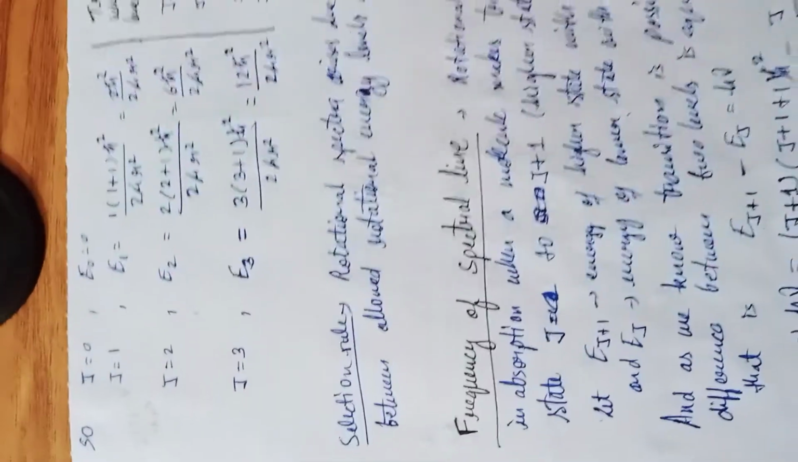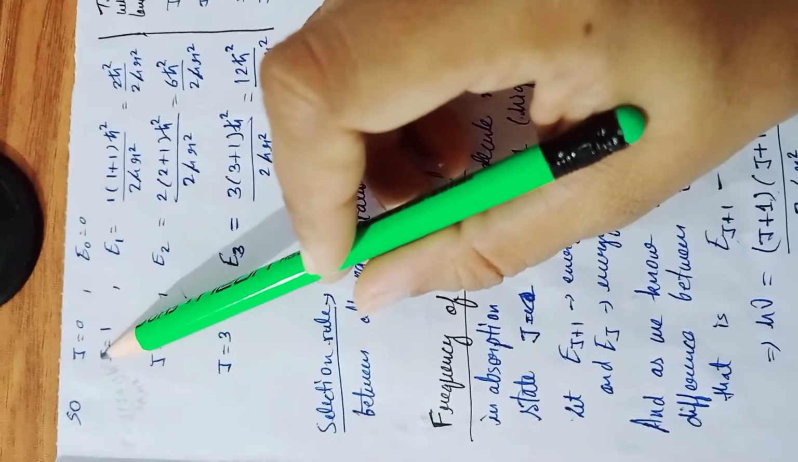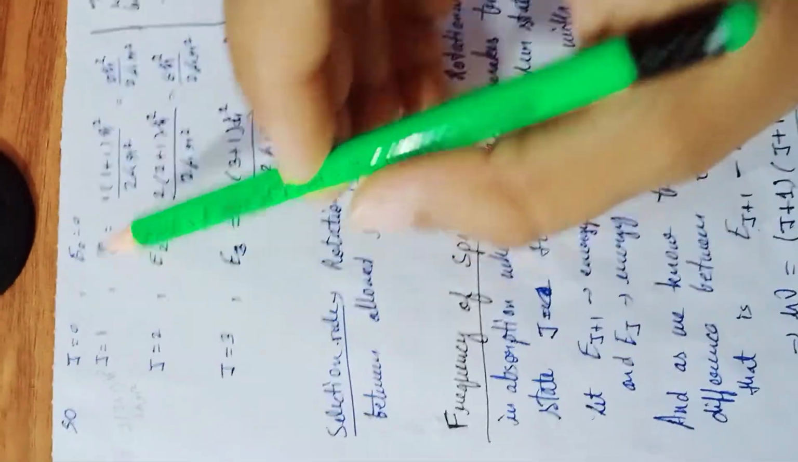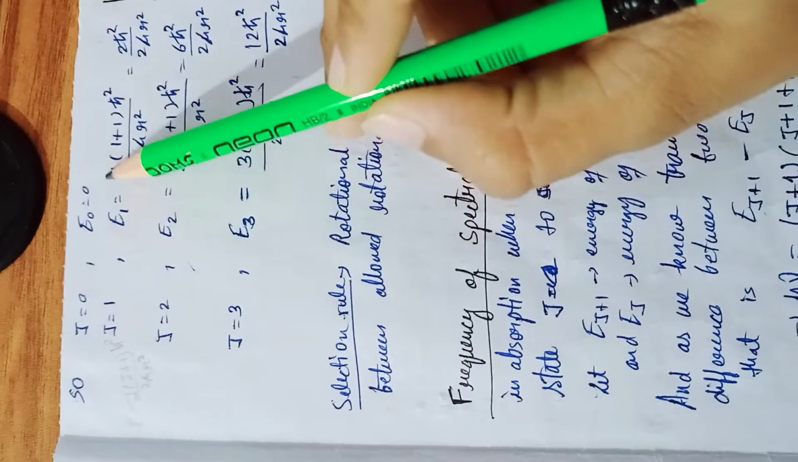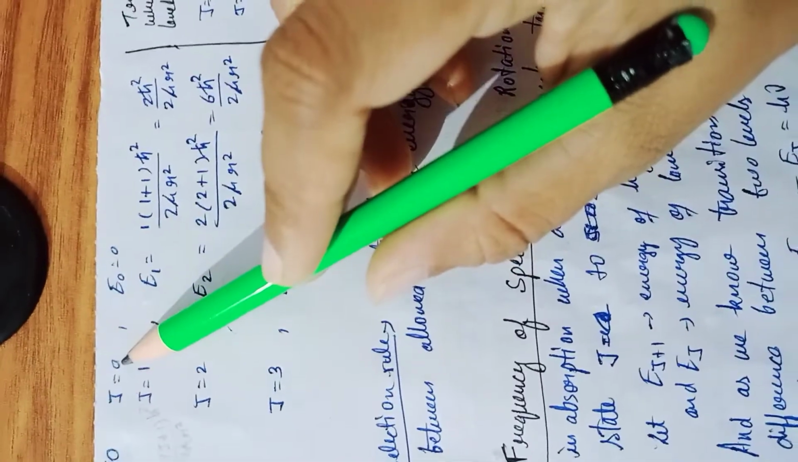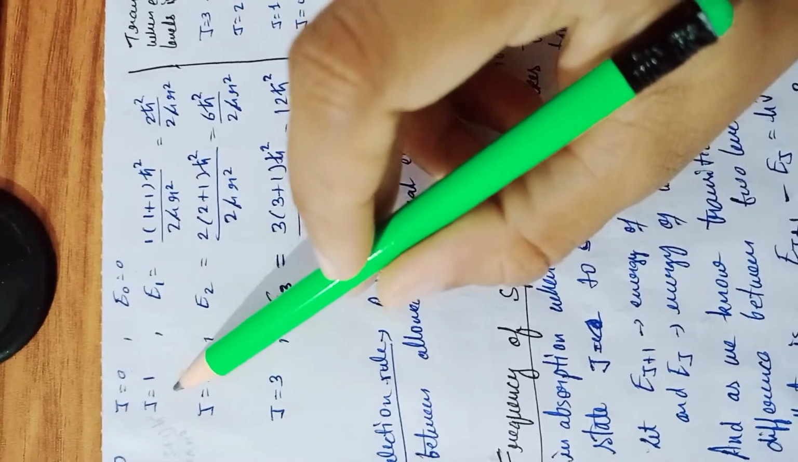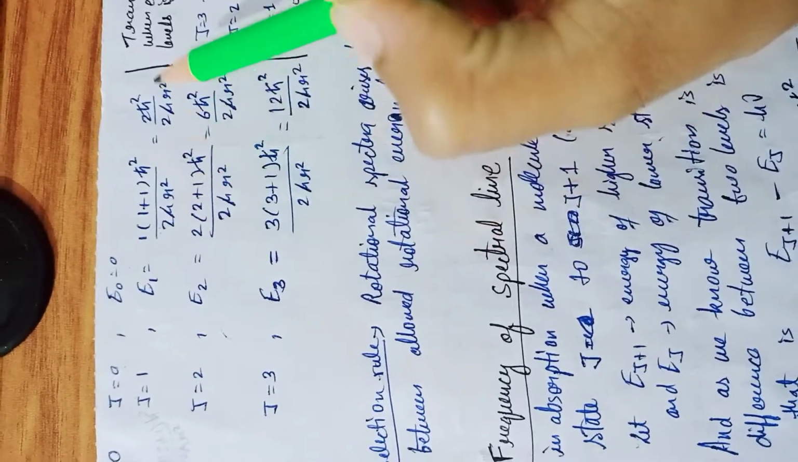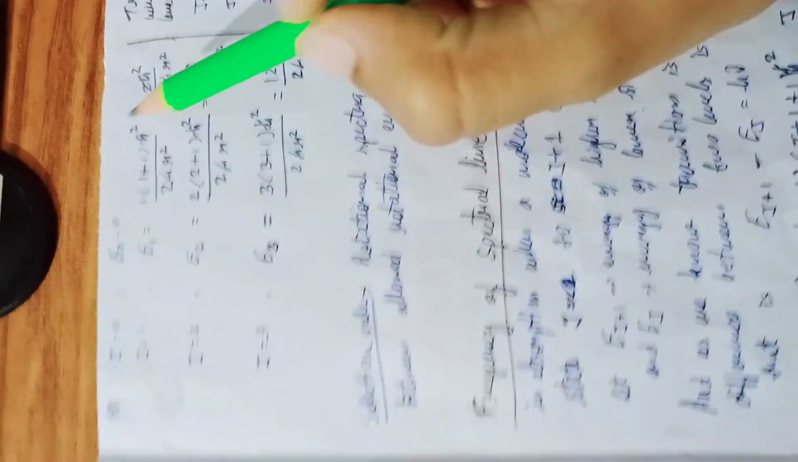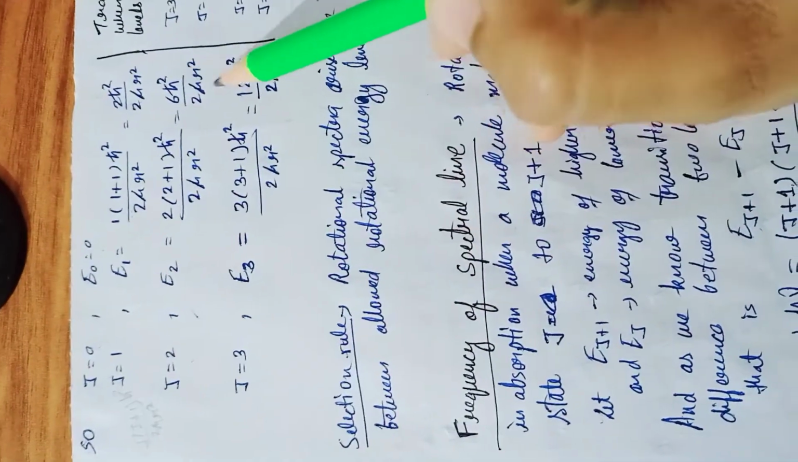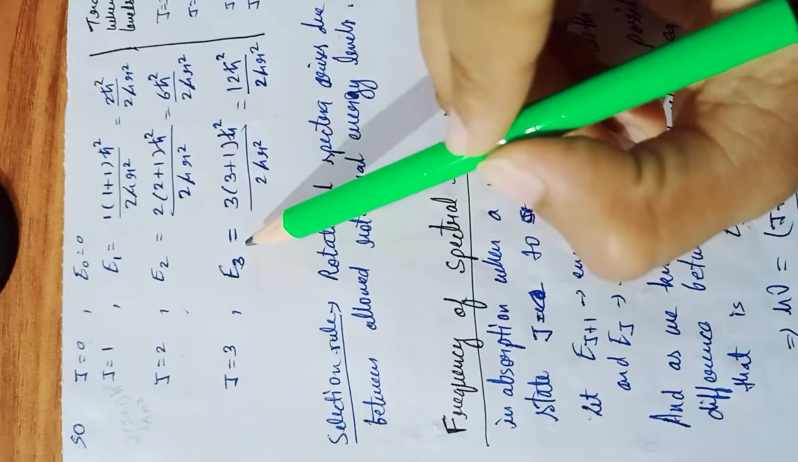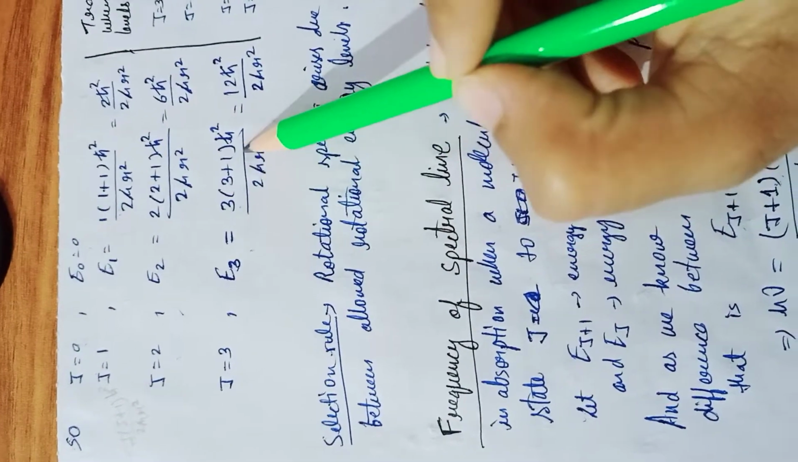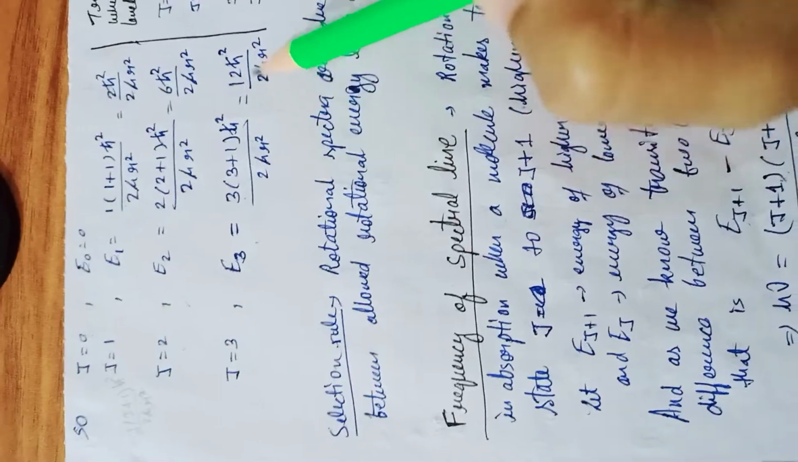Now let's see the spectrum. First just take out the energies. When J equals 0, then by putting in this formula, we'll get E0 equals 0. If we put J equals 1, then E1 equals 1 times (1 plus 1) h bar square over 2 mu r square, that is 2 h bar square upon 2 mu r square. If J equals 2, then this is 6 h bar square over 2 mu r square. If J equals 3, then E3 equals 3 times (3 plus 1) h bar square over 2 mu r square.